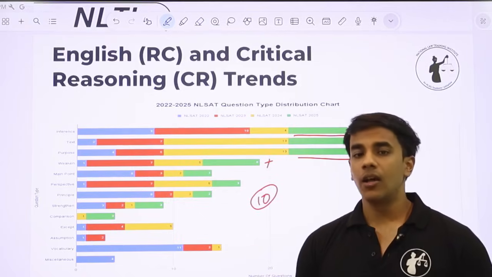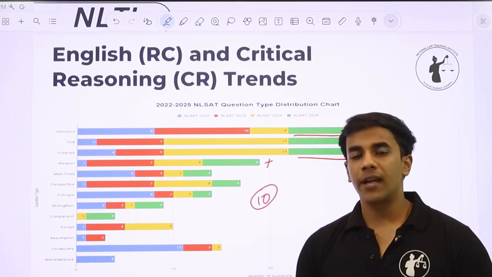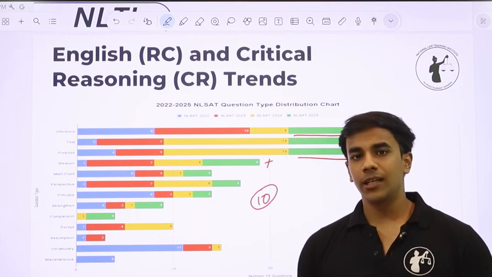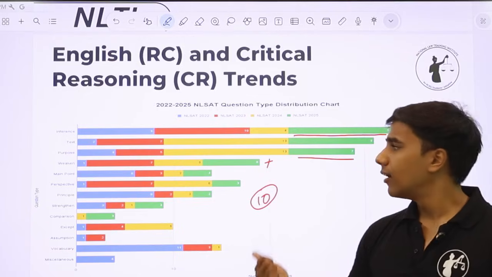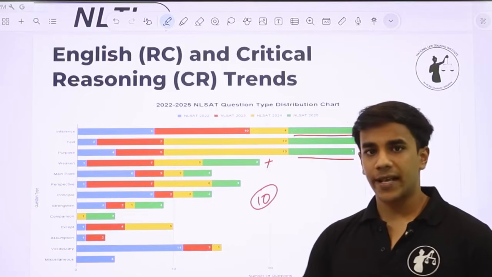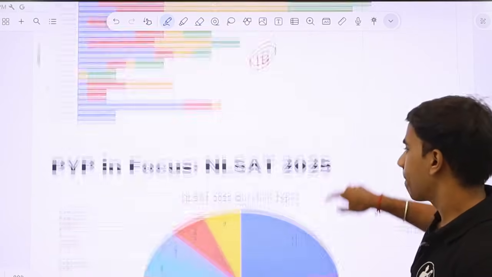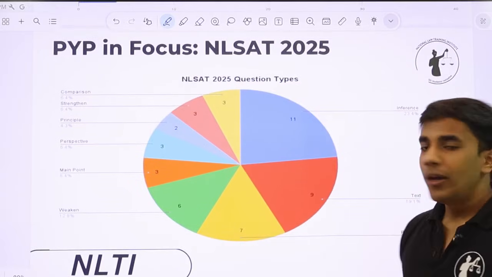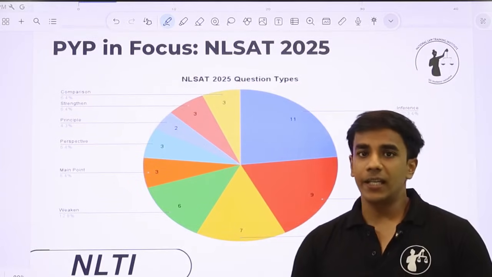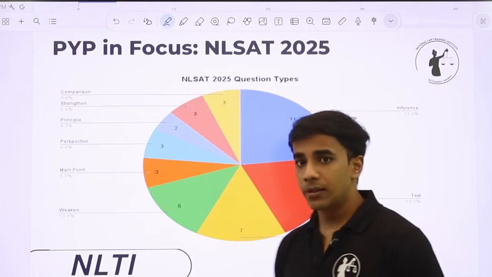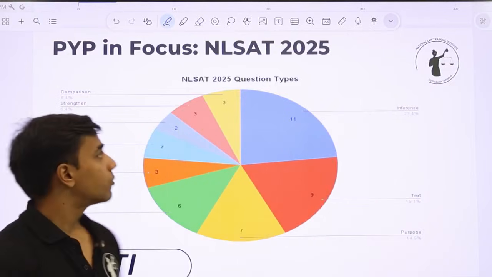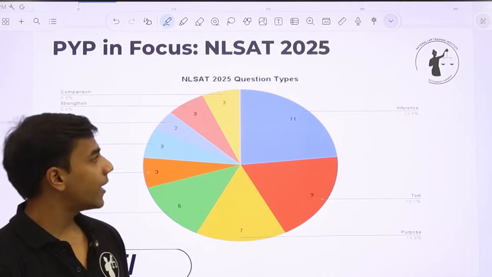To tell you in brief, NLSAT 2026 may expect a huge focus on inference, assumption, strengthening, weakening, main point, and directly text-based questions. So this is the NLSAT 2025 complete breakdown. Because this paper was recently held, this is the primary paper that is in focus for us. So what was asked in NLSAT 2025?